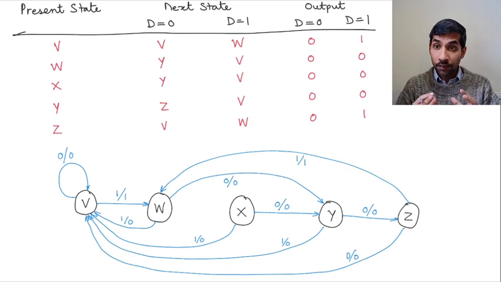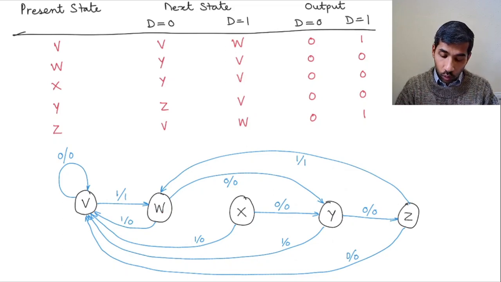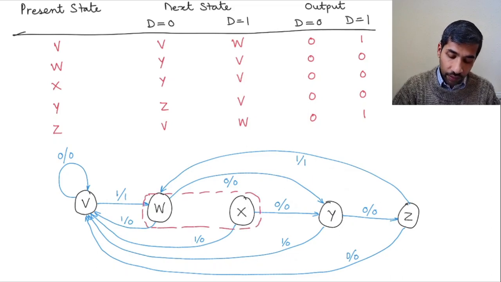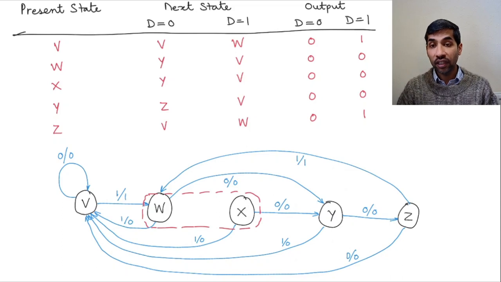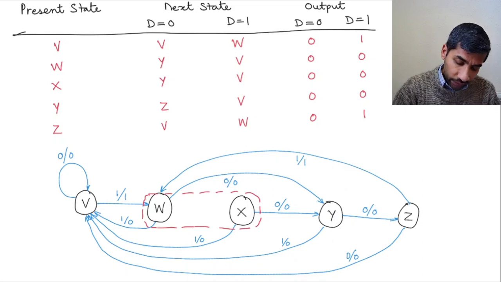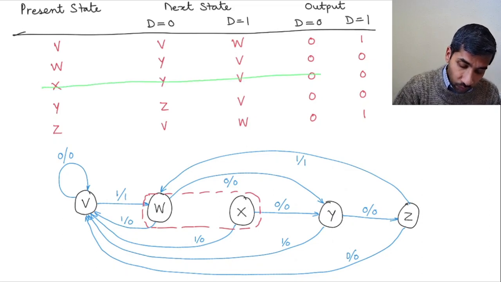Even if I combine both these states, I'm not going to lose anything, because whether you are in W or in X, what you have is exactly the same state transitions. So basically, these two states are actually the same state, or they can be combined into one state, and still the functioning of the circuit is going to be exactly the same, right? Hopefully that makes sense.